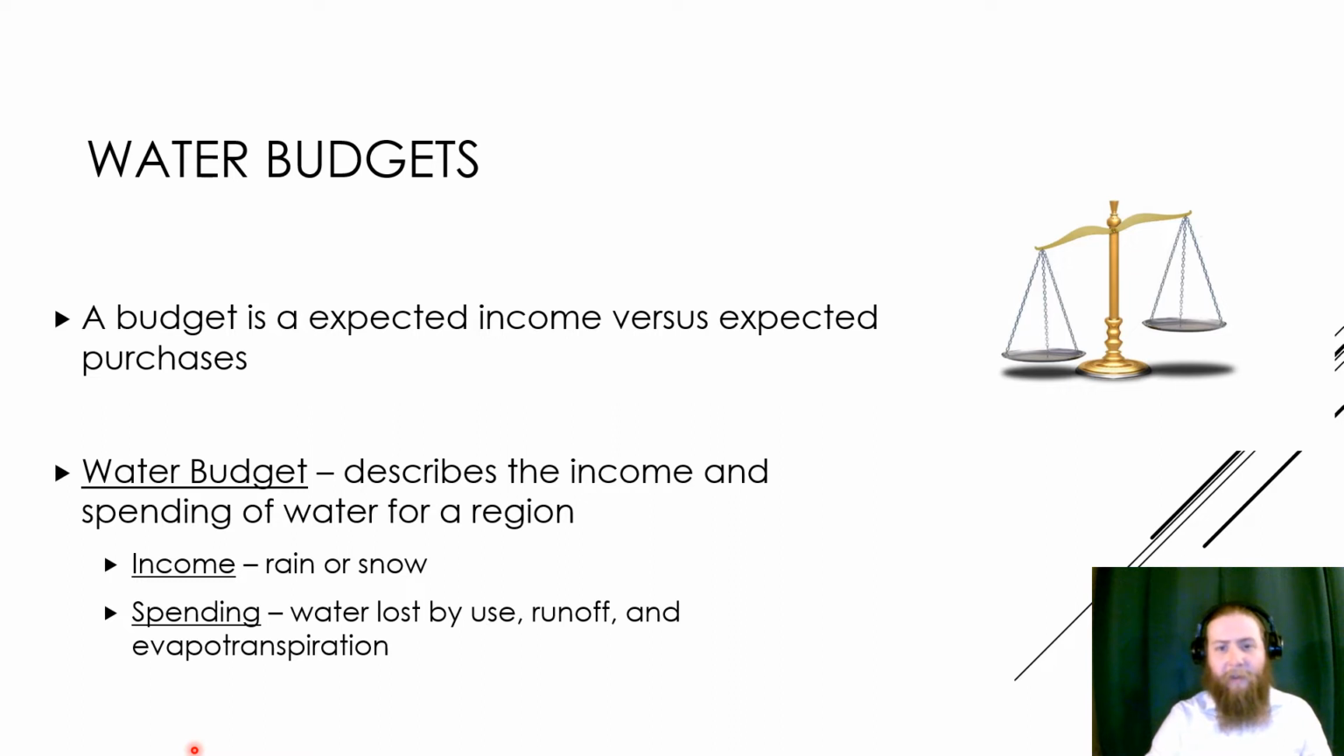The income is going to be things like rain or snow or river water, things like that. Spending is things that are going to be lost by use, things like runoff, lost by evapotranspiration. These are all spending, ways that we spend our groundwater.